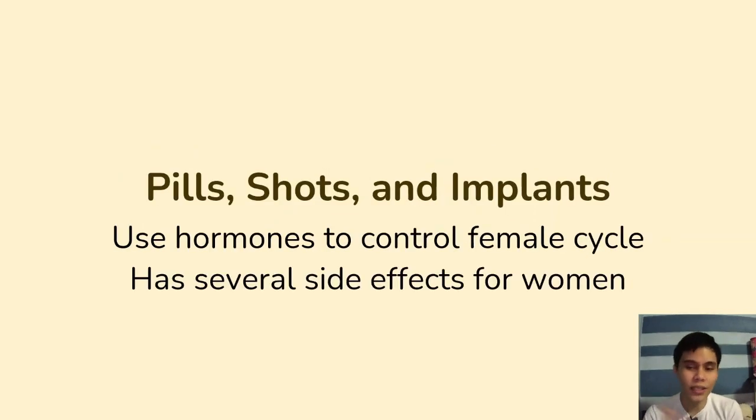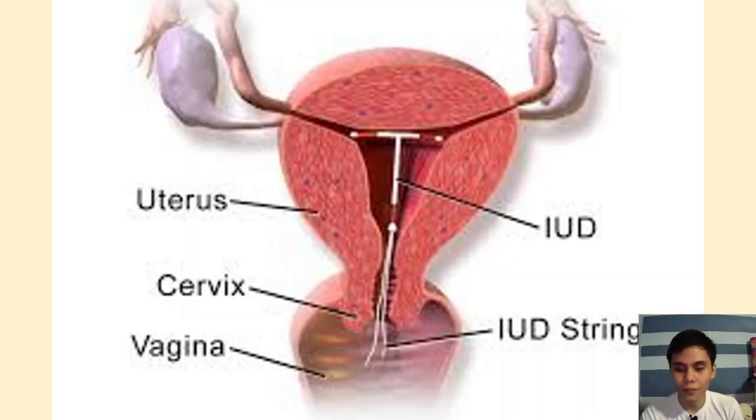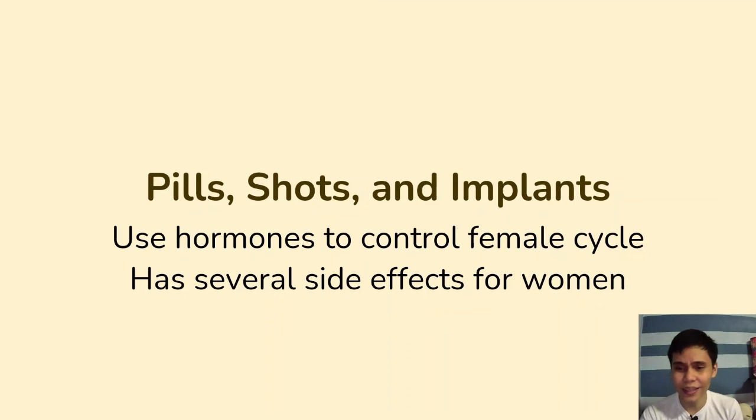So pills, shots, and implants use hormones to control the female cycle. All three of these use hormones to help prevent contraception. That's their main function, to prevent contraception and to control hormone levels. There are several side effects for women. That's why it's not that ideal to have pills, shots, and implants, although they are very reliable.